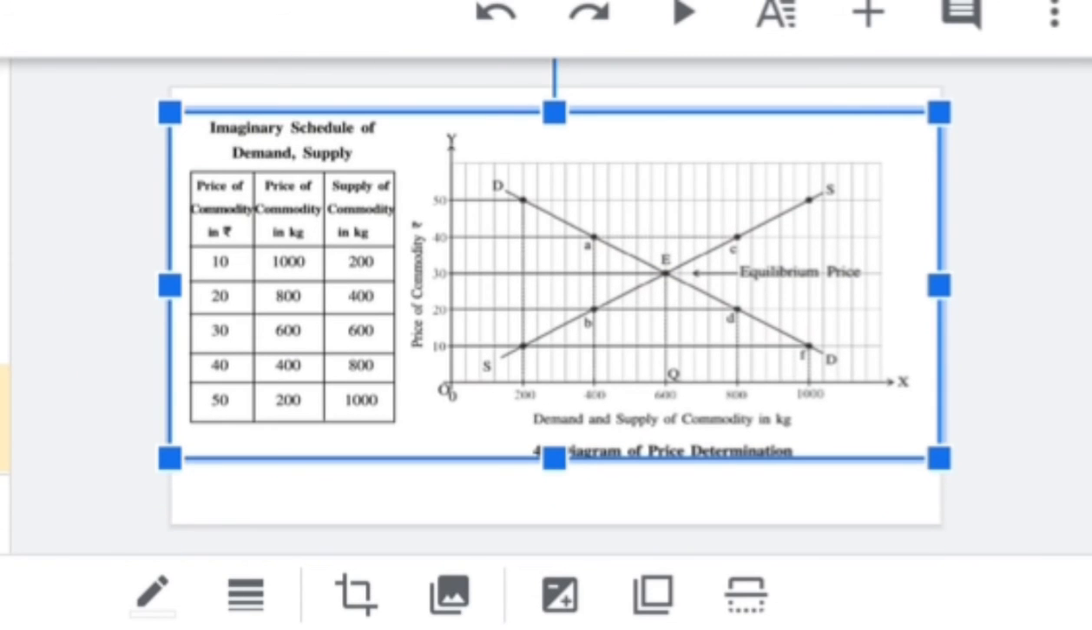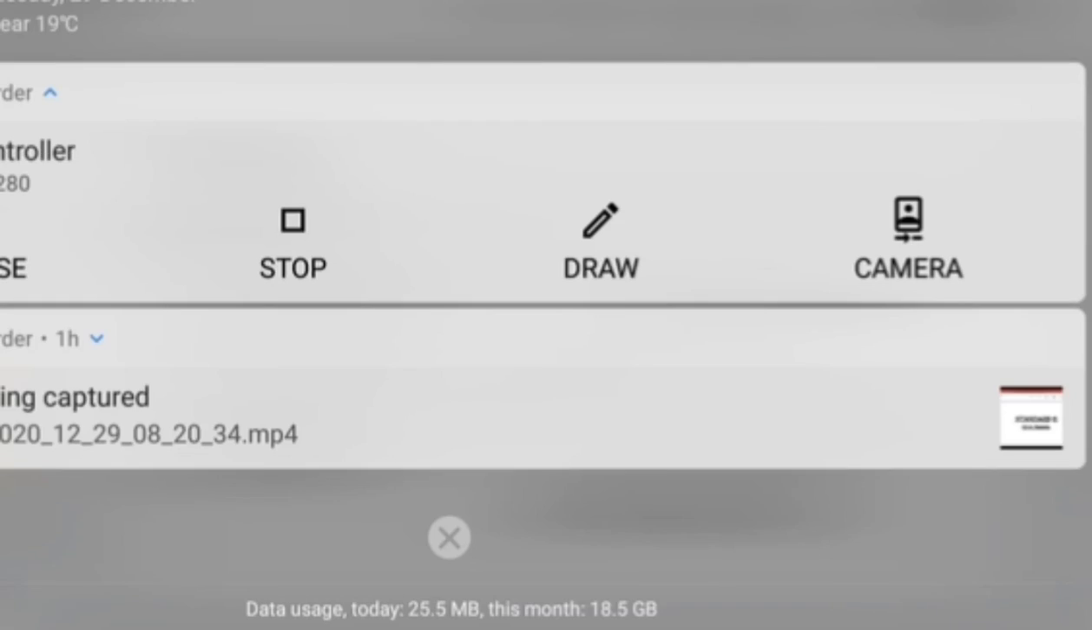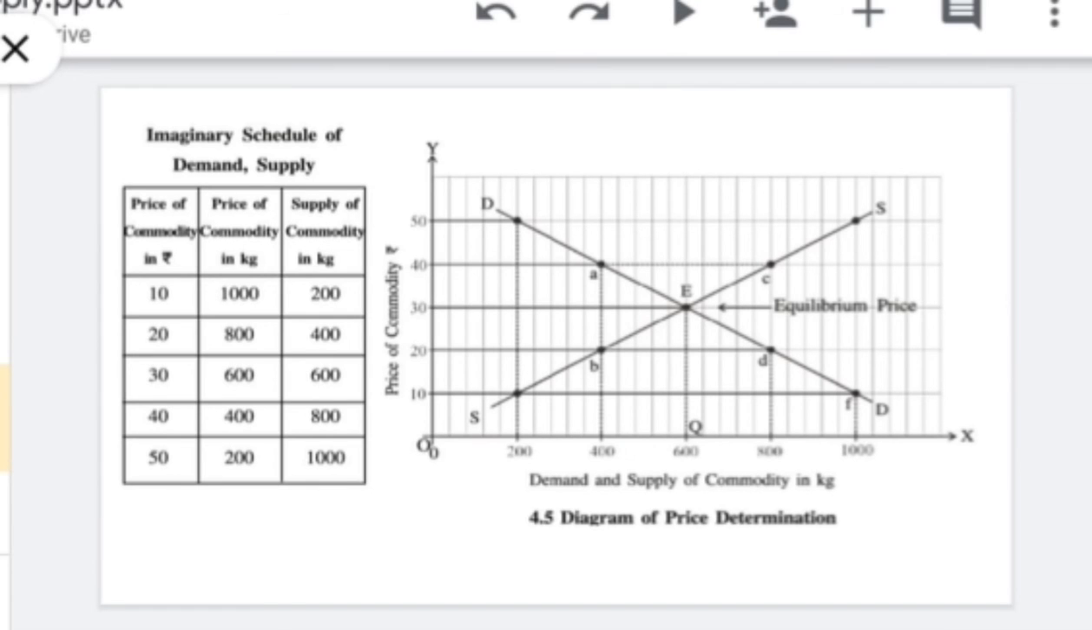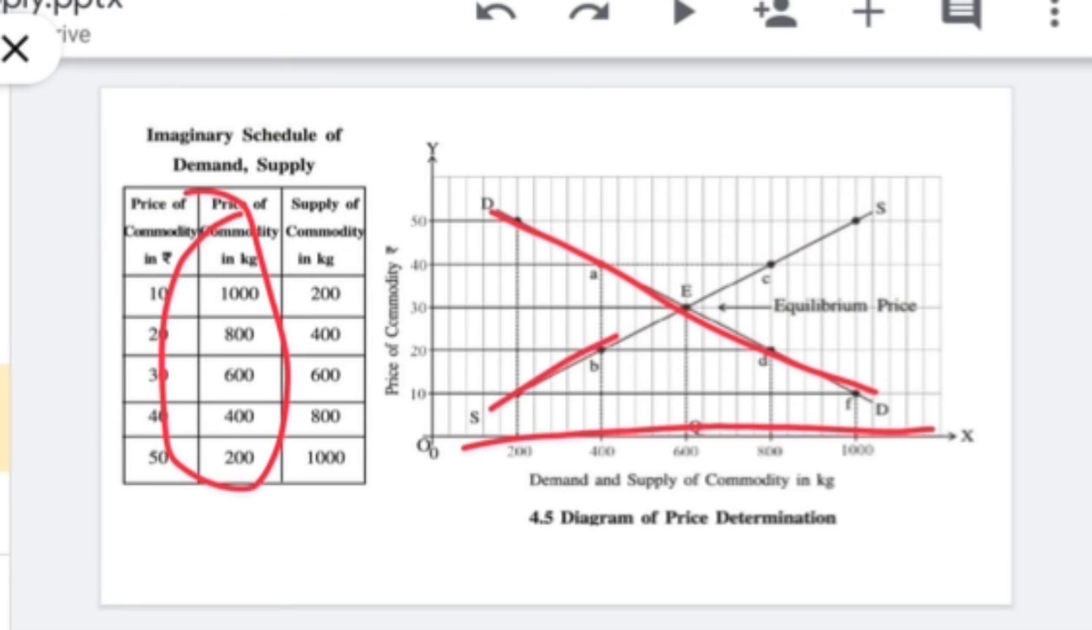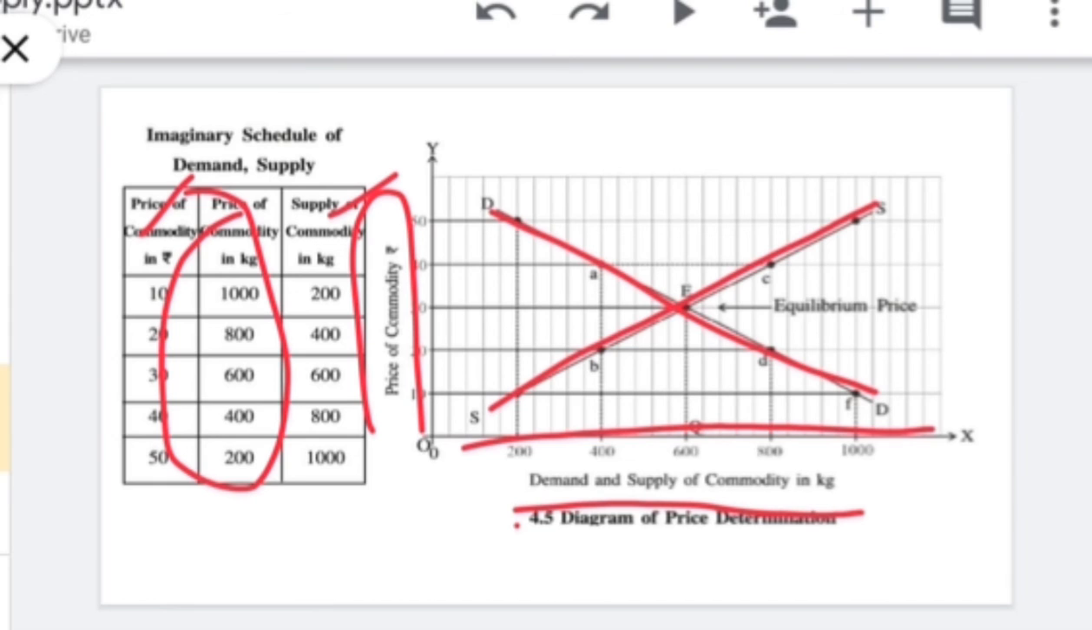Now what happens? Here it is plotted. See here, the demand and supply curves. After plotting the demand points we get the demand curve, and after plotting the supply points we get the supply curve. On the x-axis there is demand and supply, and on the y-axis there is price. After plotting these points we get two curves: one is D, the demand curve, and another is S, the supply curve.